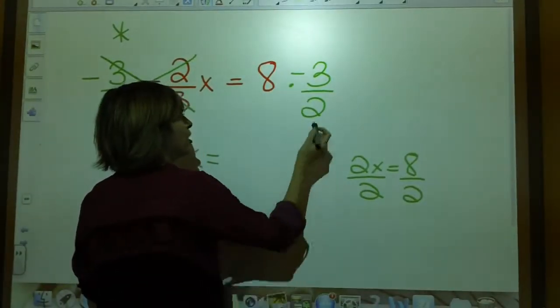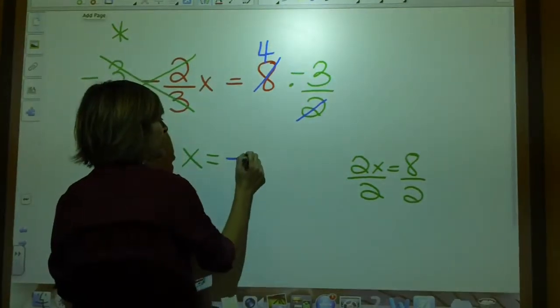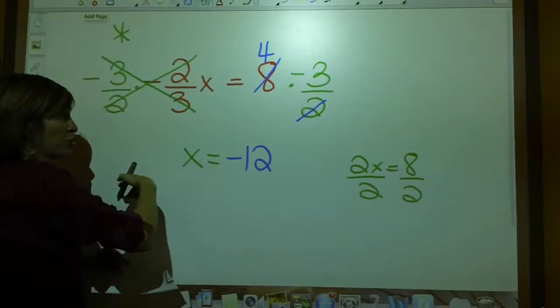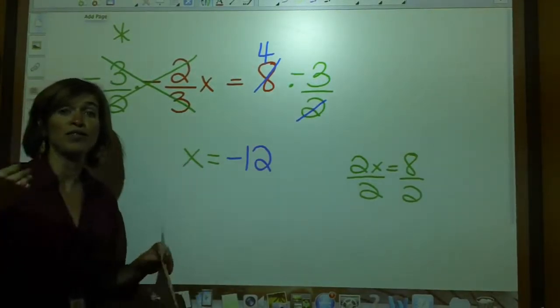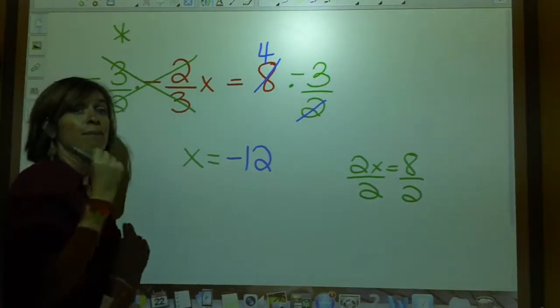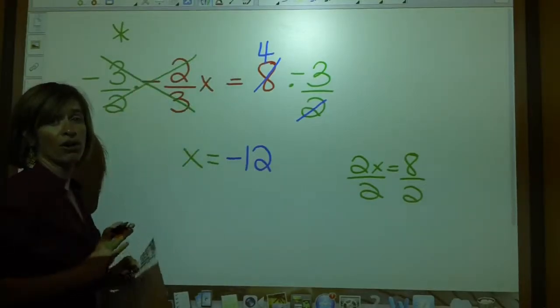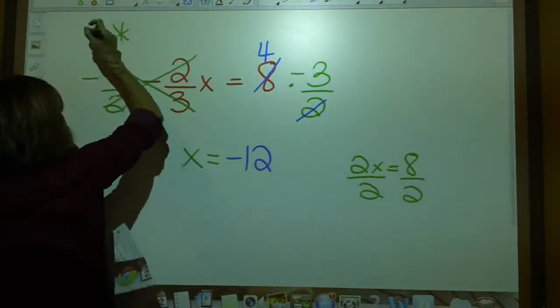Then you simplify and multiply. So 2 goes into 8 4 times. 4 times -3 gives me -12. And again, I'm going to show you why this works using our rules of division, where we keep change flip. But this is just an easier technique. Multiply both sides by the reciprocal as long as the variable is already isolated with the number.